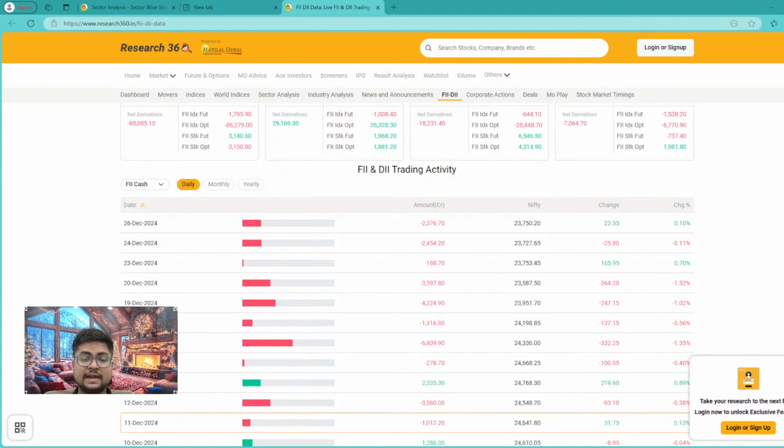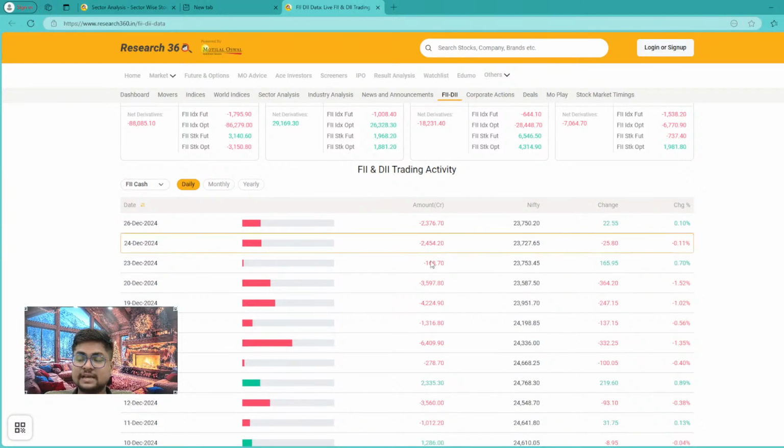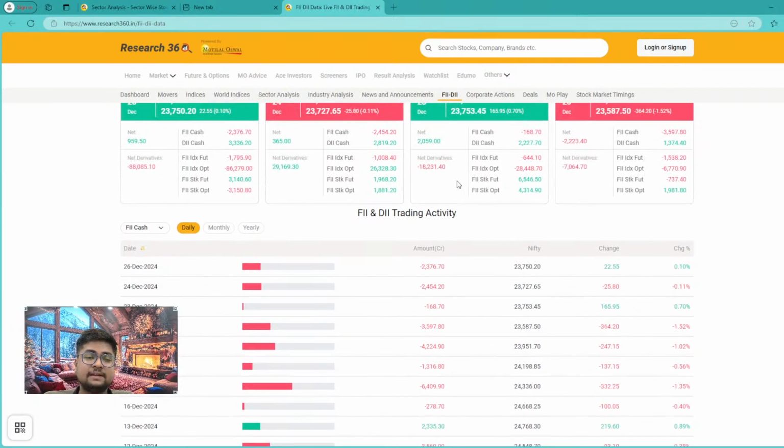But if you look at their ranges, FII have been consistently selling, consistently getting out of the Indian market. So you can just have a look. They have been pulling out money from 1,000 crore to 6,000 crore, 4,000 crore, 3,500 crore. This is the reason why we are seeing a bearish trend in the market.